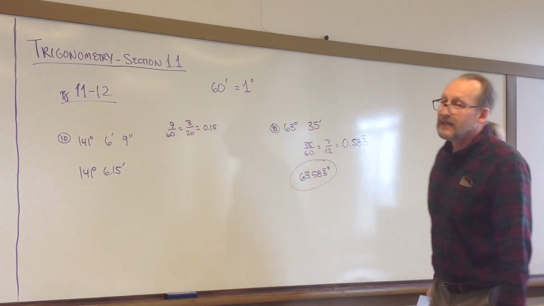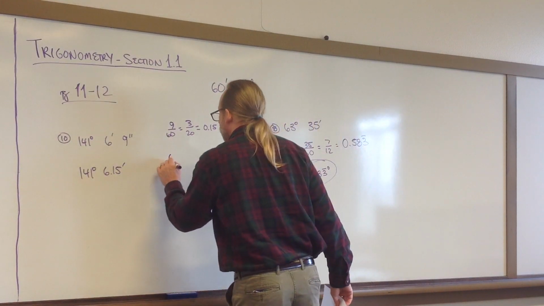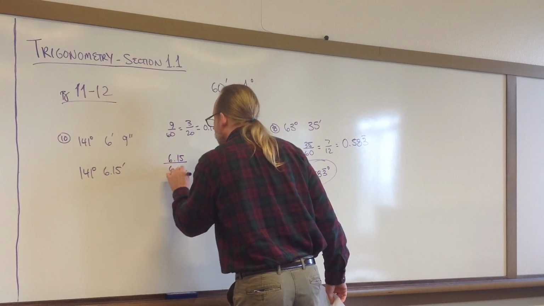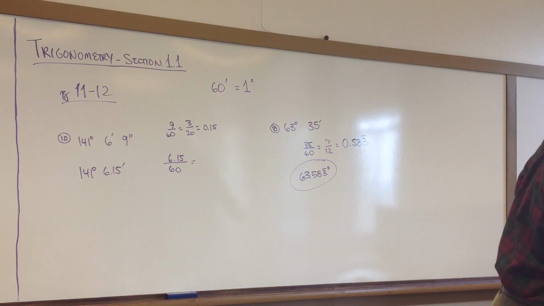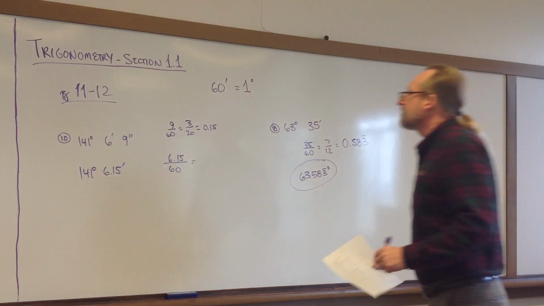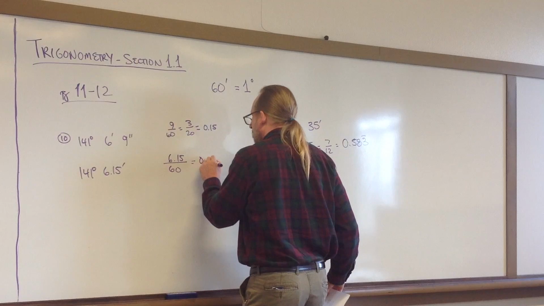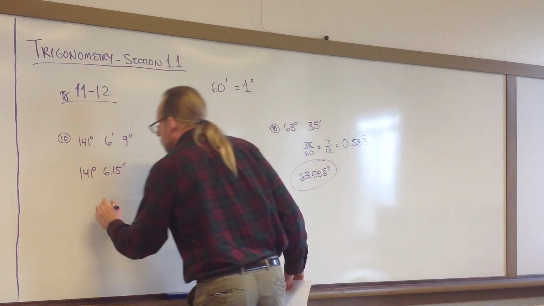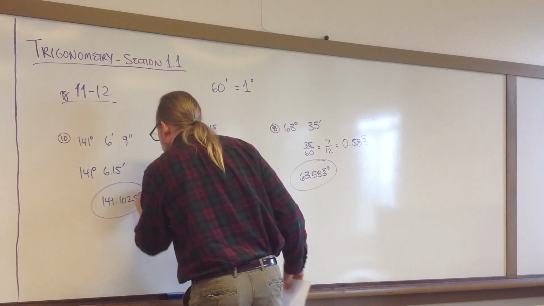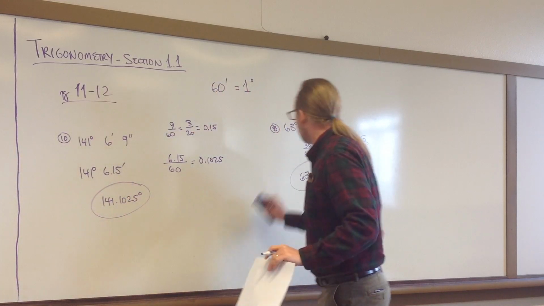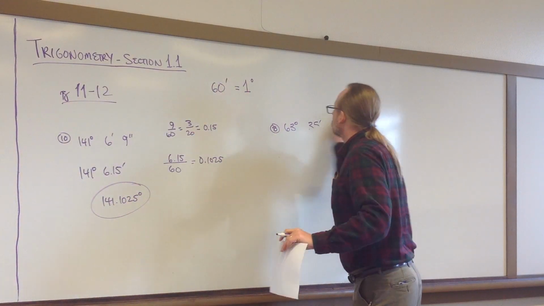Now we're going to take that 6.15 and divide that by 60. Let's see what we get here. 0.1025. So that means this is 141.1025 degrees, and we can just leave it like that.